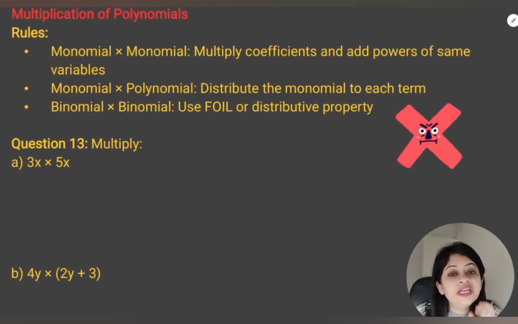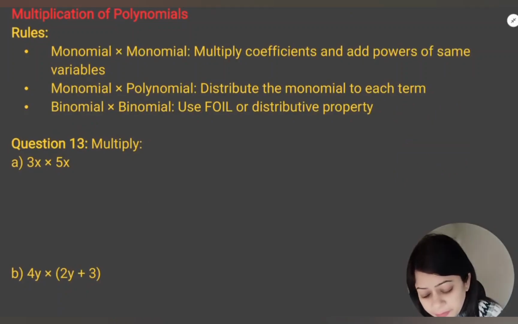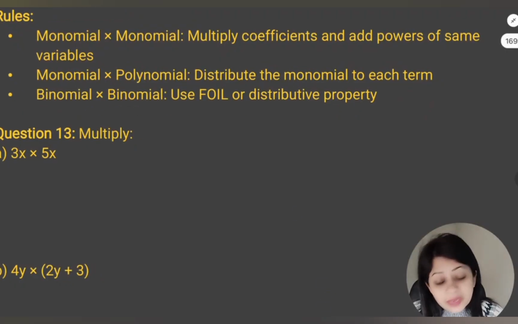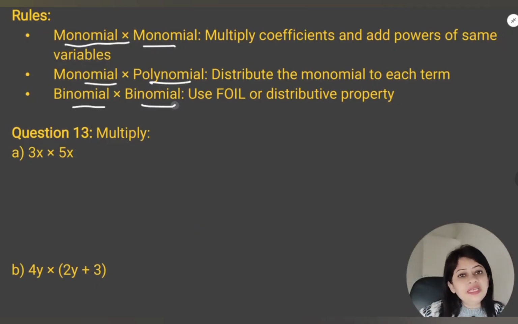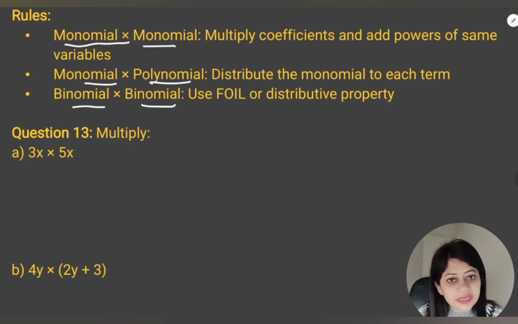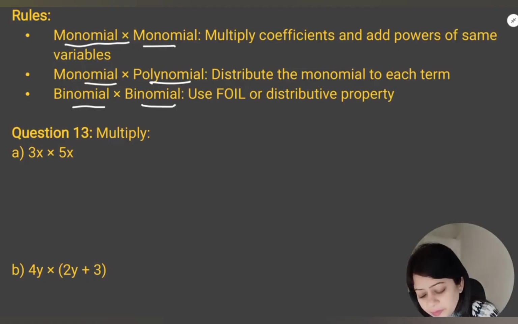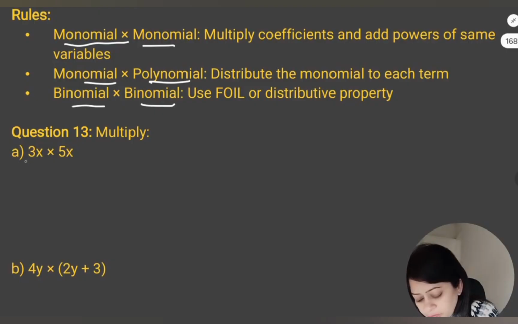How do we multiply polynomials? We need to see, are we multiplying monomial with monomial, or monomial with polynomial, binomial with binomial? We will do examples of all types and I will explain at that time only. Okay. First question. Here, 3x is a monomial and 5x is a monomial, right?